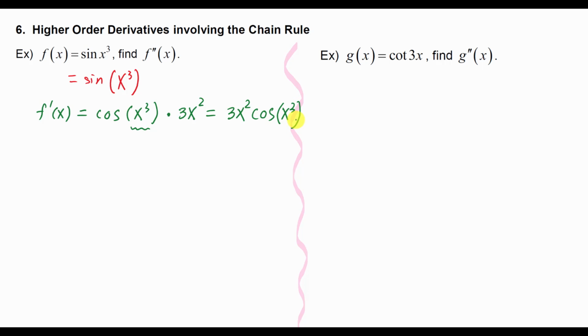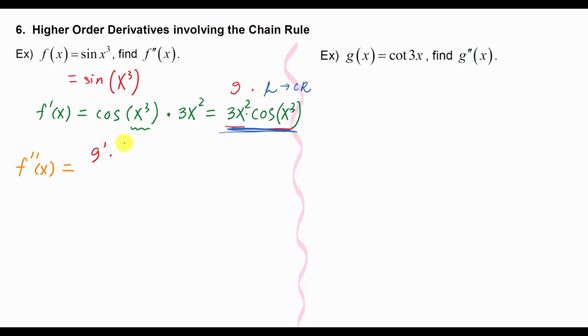Now, to take the second derivative, you gotta look at this as a product, right? This is your g times cosine of x cubed, which now becomes h. So to find the derivative of this, which is the second derivative of f, you need to use product rule. And while you are using product rule, you need to use chain rule for the h function, since h function is cosine of x cubed. Got the idea?